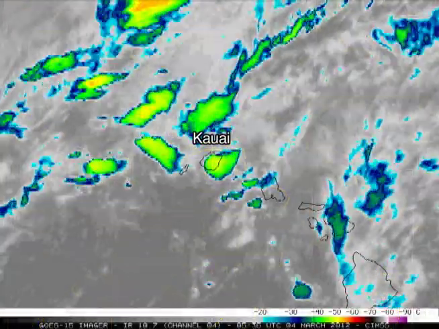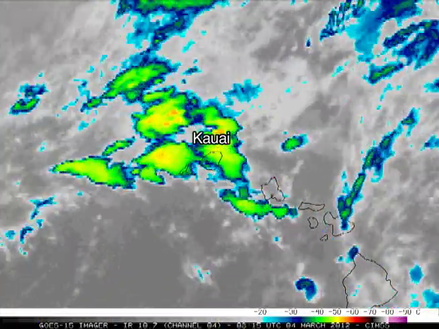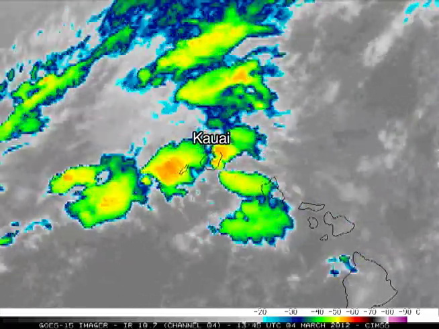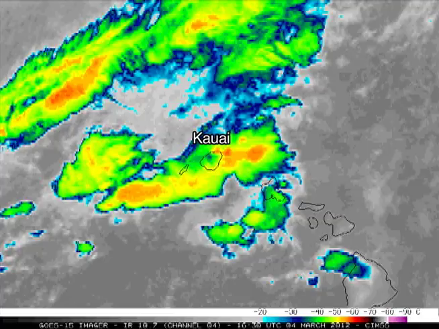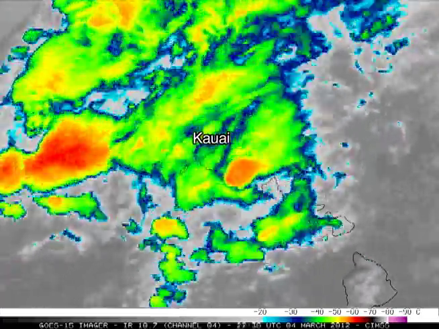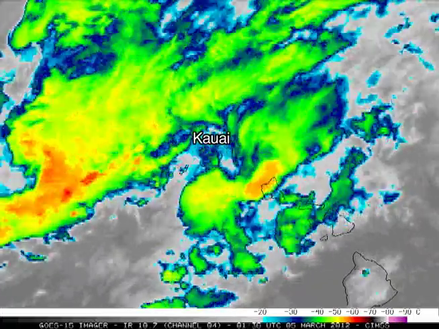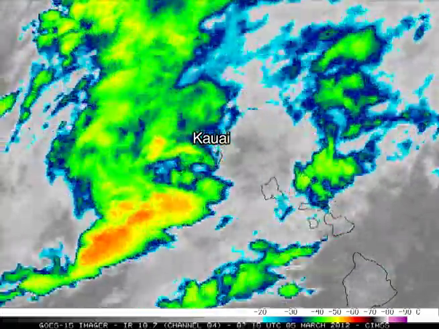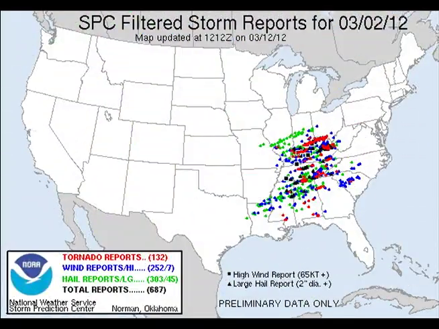And this colorized infrared loop shows thunderstorms developing and moving over that area of upper level divergence, especially across the island of Kauai, where as much as 3 feet of rain fell. Truth is, out over the ocean where we have very little direct observations, this type of satellite product really helps forecasters.